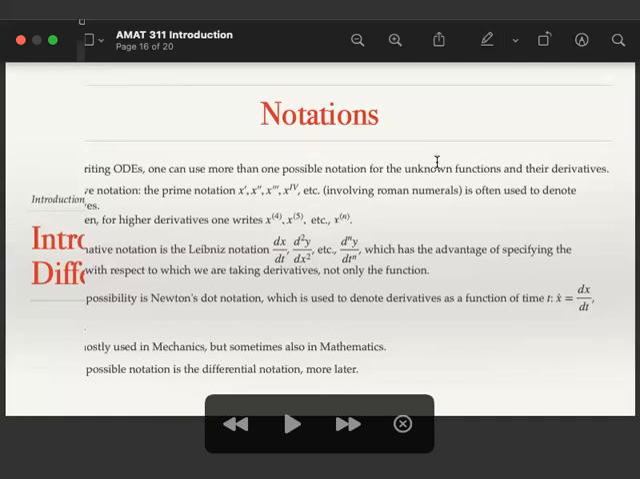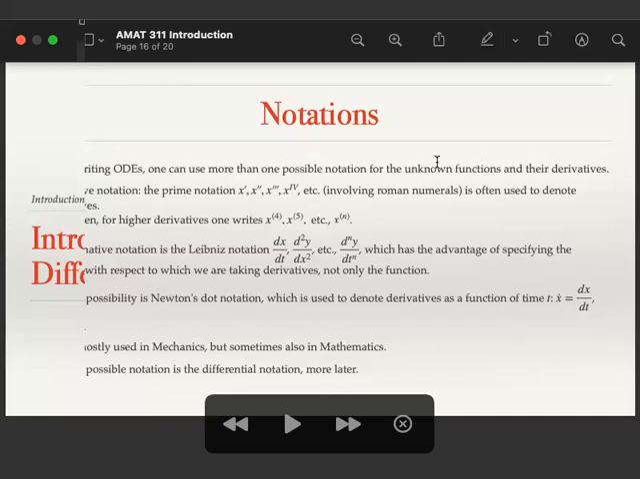So there is another widespread notation for writing ordinary differential equations, which is the differential notation. And there are a couple of specific types which are very often written using that notation. And we're going to talk about the differential notation more when we get to those types.